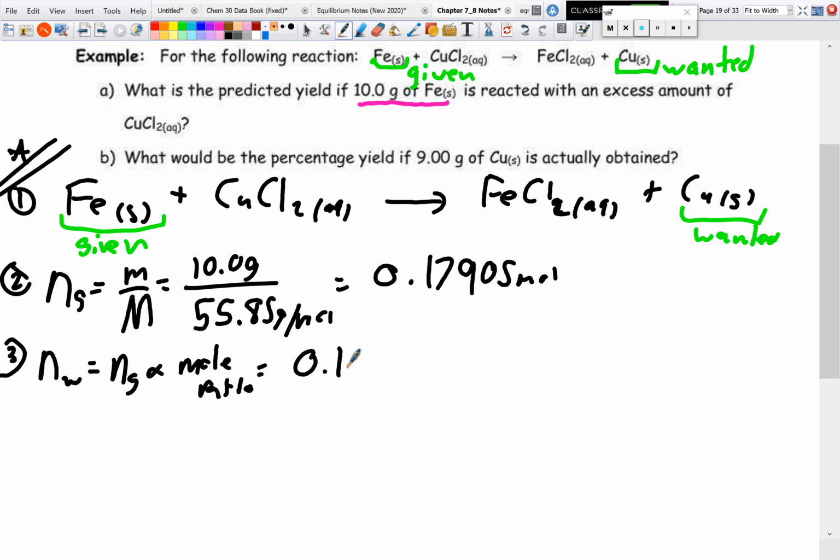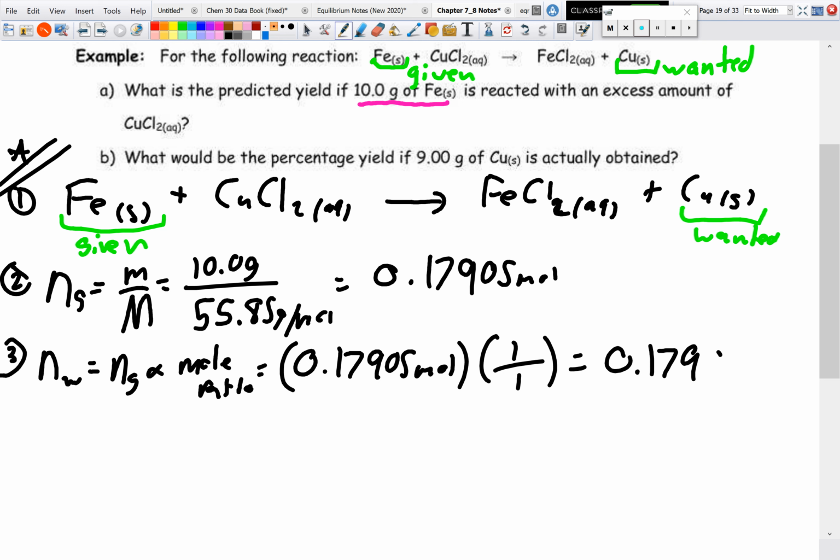So that is our 0.17905 moles times our mole ratio, which is the coefficient of our wanted, which is 1, over the coefficient of our given, also 1. And of course, step 4, solve the question. Our predicted yield, of course, what mass are we expected to collect? At the end of the day, mass is equal to number of moles times our molar mass.